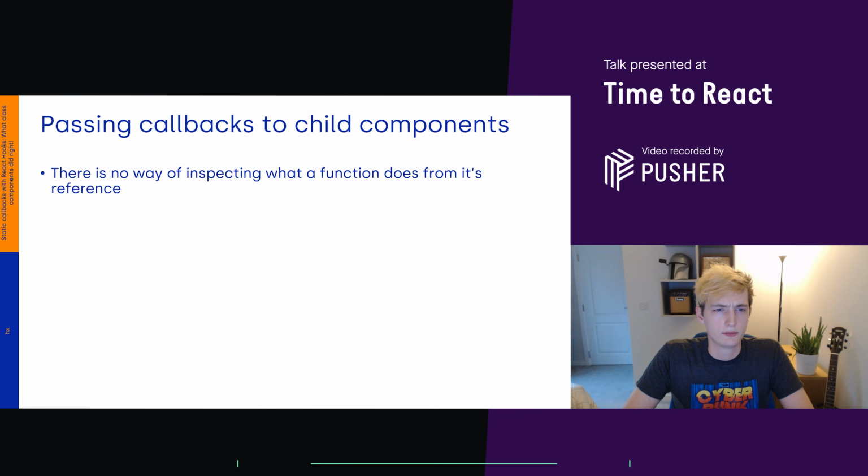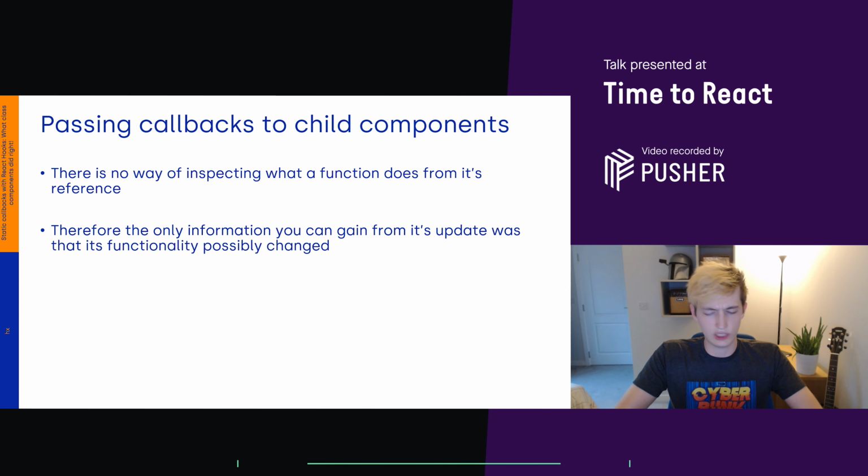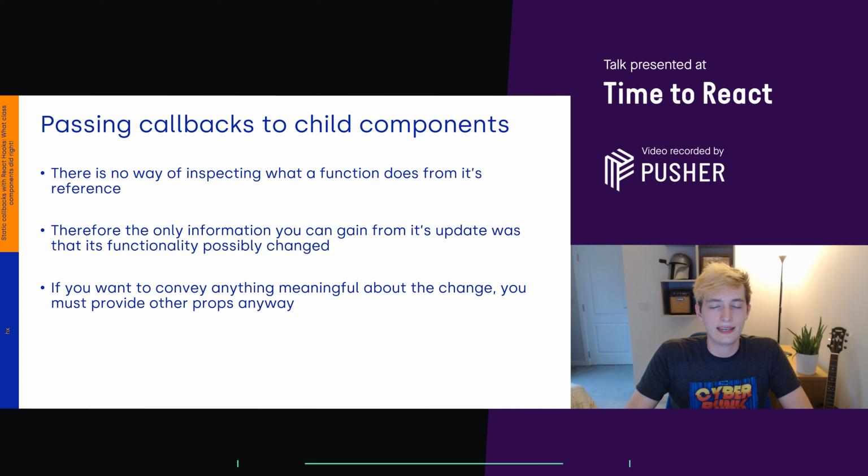Passing callbacks to child components. There's no real way of inspecting what a function does from its reference. So if you get passed a function as a prop, you don't really know what it does aside from its name. And yes, at runtime you can pick its name out if it's got one defined, but that's kind of it. And since you don't really get any information about it at runtime, when it changes, you also really can't get any information about it, aside from the fact that maybe its functionality changed, but it might not have done. Actually, it might still do the exact same thing, but still had a reference update. You don't know. So if you want to convey anything meaningful to the user about what a function does, or what a button is going to do when it is clicked, you kind of need to pass other props.